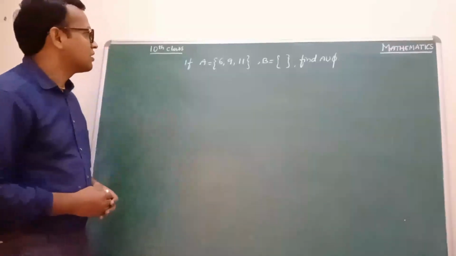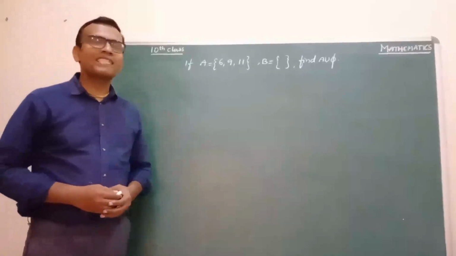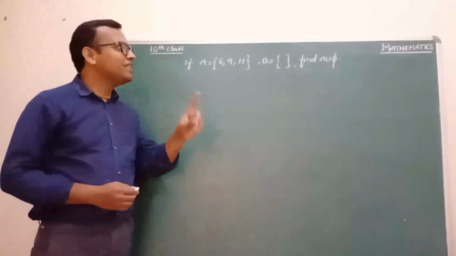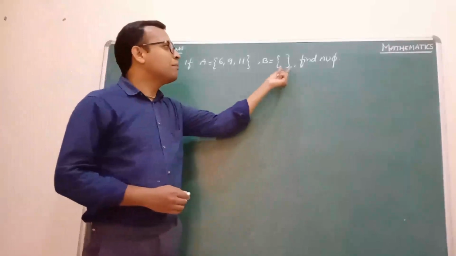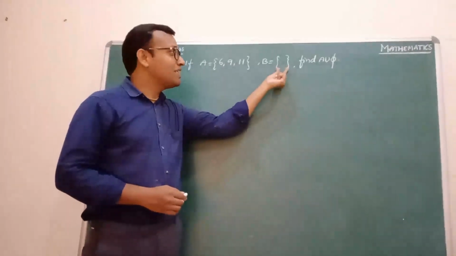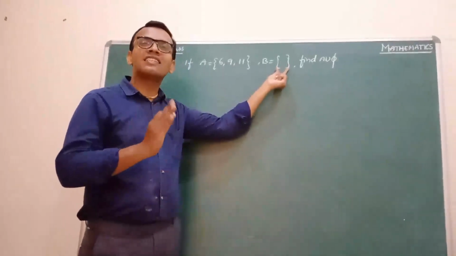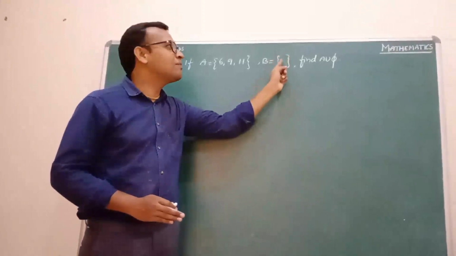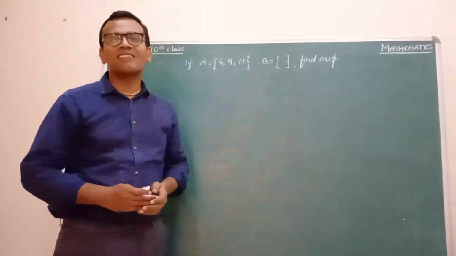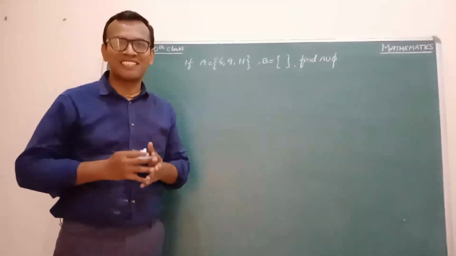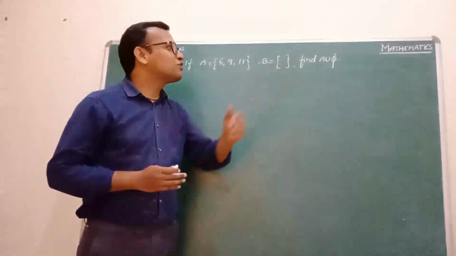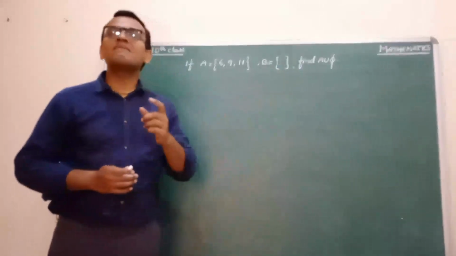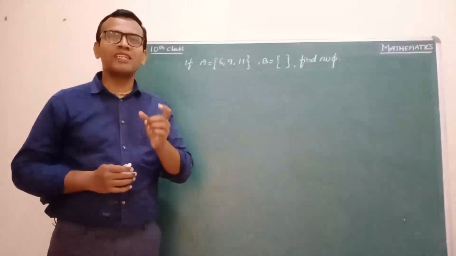Here is a question. If A is equal to the set of 6, 9, 11 and B is equal to the empty set. See here, B is an empty set or a null set, meaning there are no elements present in set B. Such sets are called empty sets or null sets. Now we have to find A union null set.